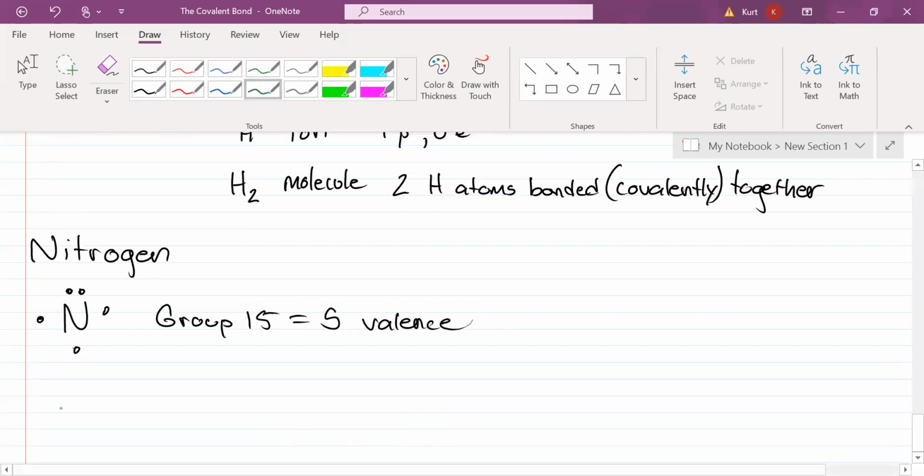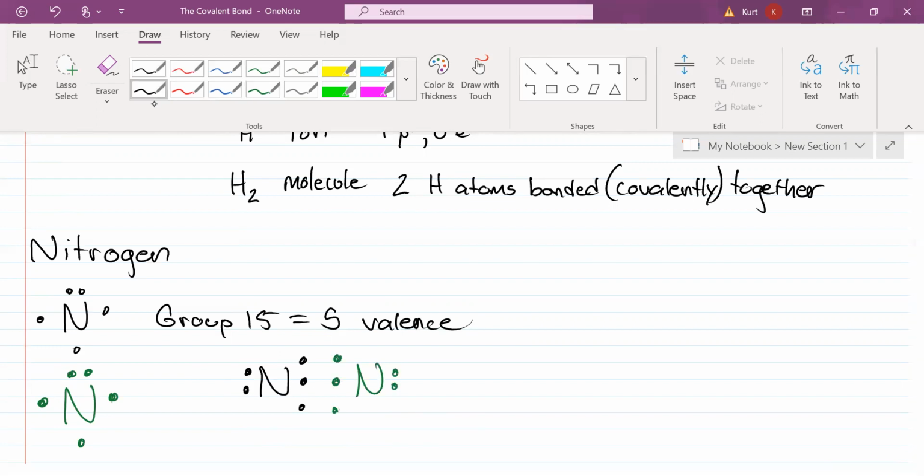Or did I say hydrogen? I meant nitrogen. So you're going to have 2 of the same kind. So we're going to shuffle things around a little bit. So here's my black nitrogen. I'm going to put 2 electrons here and 1, 2, 3 there. Here's my green nitrogen. I'm going to put 2 electrons here and 1, 2, 3 there.